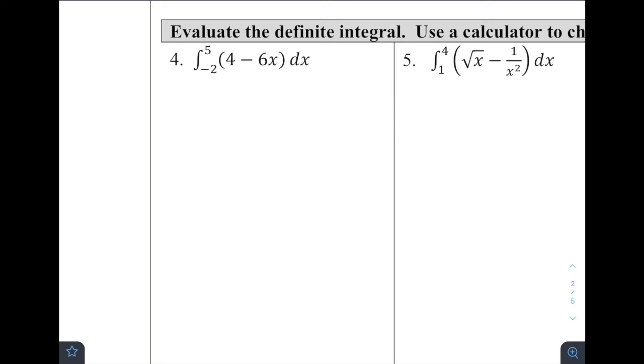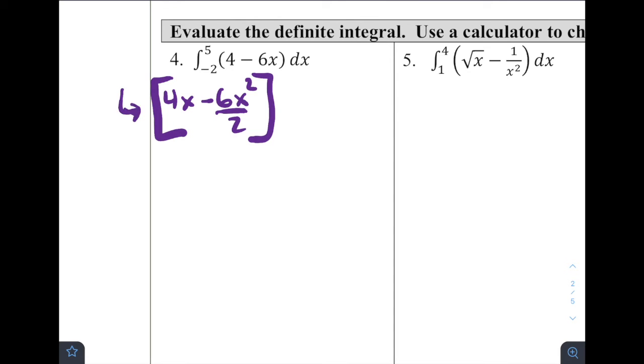So the antiderivative of 4 is going to be 4x, and then the antiderivative of negative 6x is going to be what? Minus 6x squared over 2. And so mathematicians want to have some sort of notation here to think about, okay, I have taken an antiderivative, but I haven't plugged in these limits of integration yet. So for me, the way that I write this is I'm going to put this in brackets to represent that I've taken the antiderivative, but I haven't plugged in my limits of integration yet.